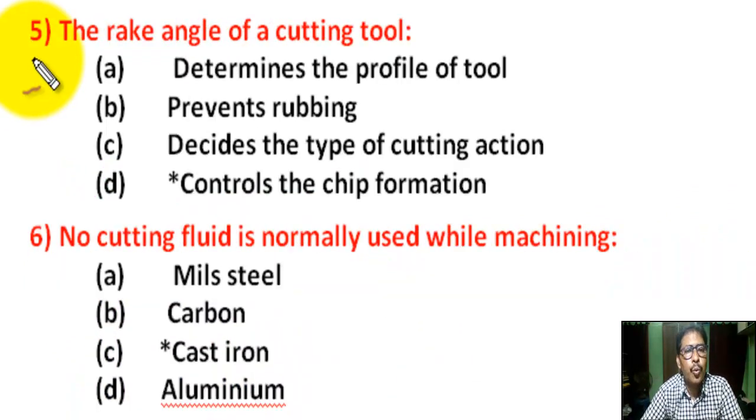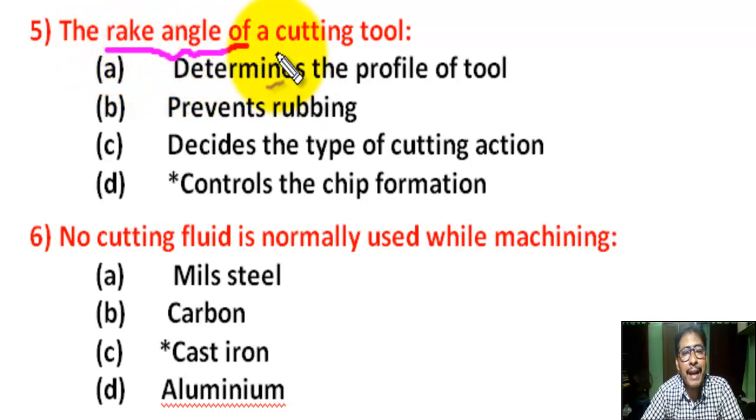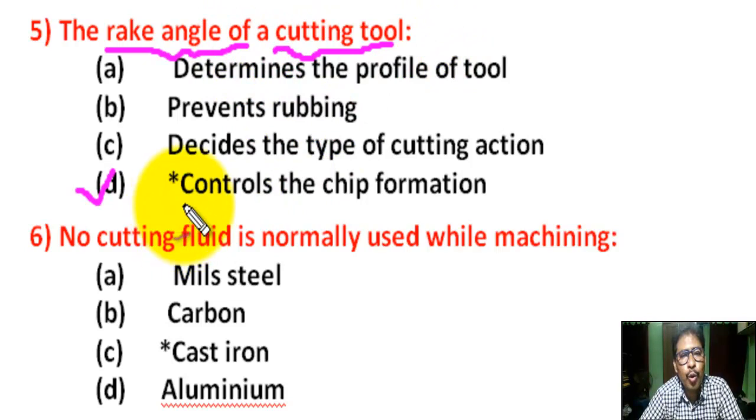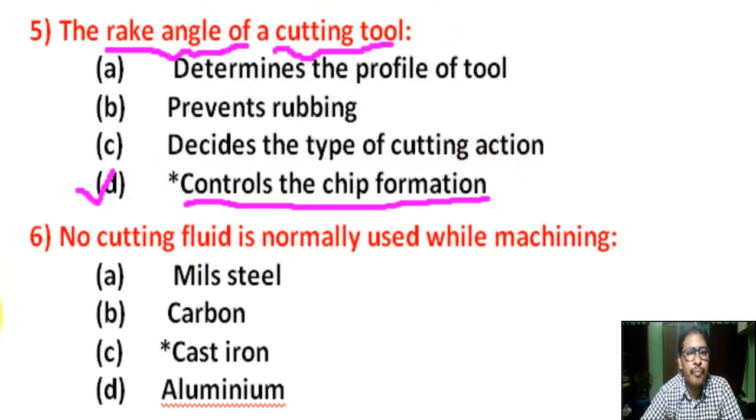Okay. Question number 5. The rake angle of a cutting tool. There are 4 options. Correct answer is D. Rake angle of a cutting tool controls the chip formation.